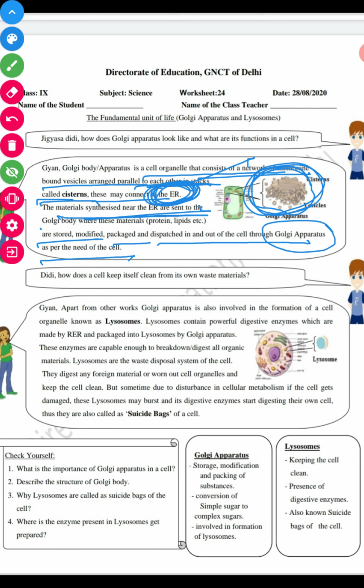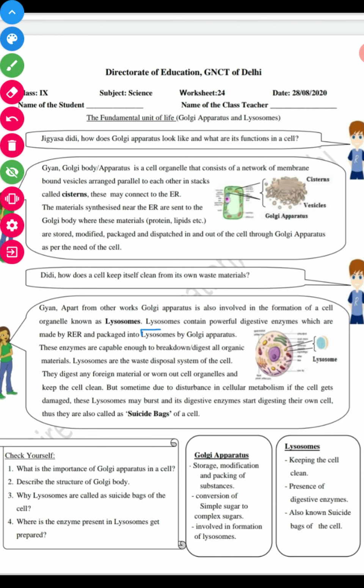Now, Gyan asked, how does a cell keep itself clean from its own waste? Jigyasa Didi replied, apart from the other work, Golgi apparatus is also involved in the formation of an organelle called lysosome. Means Golgi apparatus is also taking part in the formation of cell organelle called lysosomes. Right? These lysosomes contain powerful digestive enzymes made by rough endoplasmic reticulum.